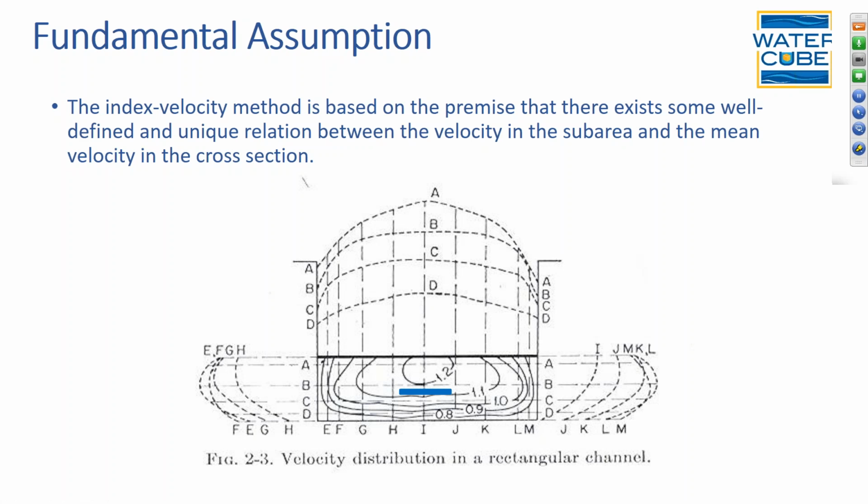And the idea behind velocity indexing is that there's a well-defined, unique relation between the velocity in this subarea and the mean velocity in the cross-section. And in other words, the velocity distribution in this channel will be fairly constant over time and over all flow conditions. And if that holds by measuring the velocity in this small area, we can get a good estimate of the discharge in the entire cross-section.